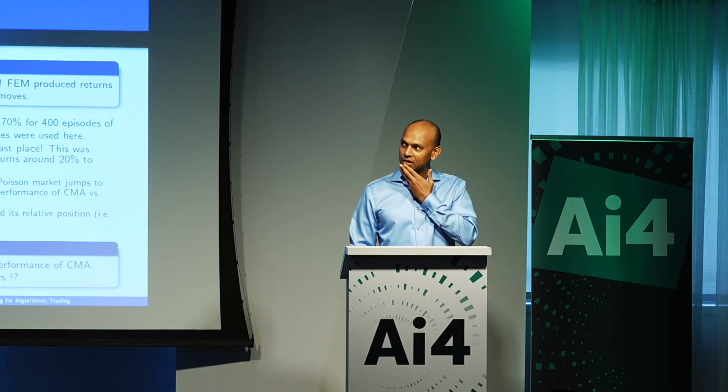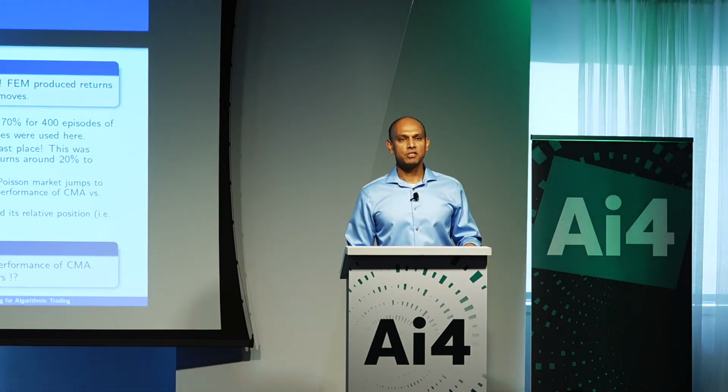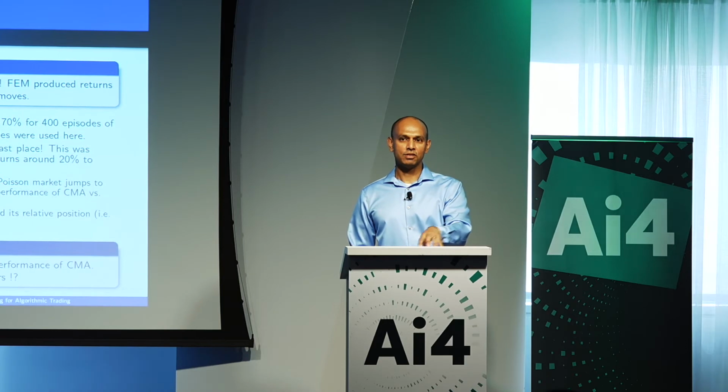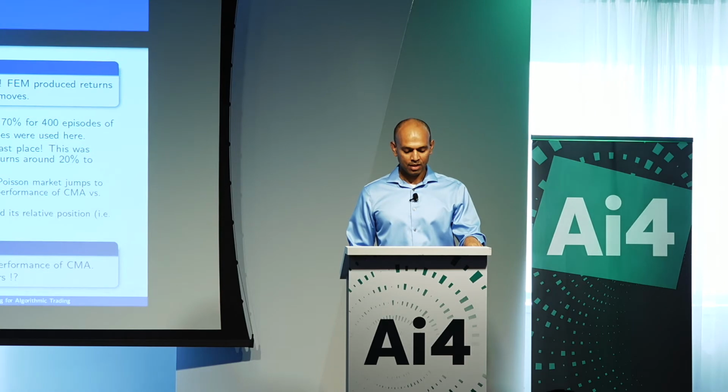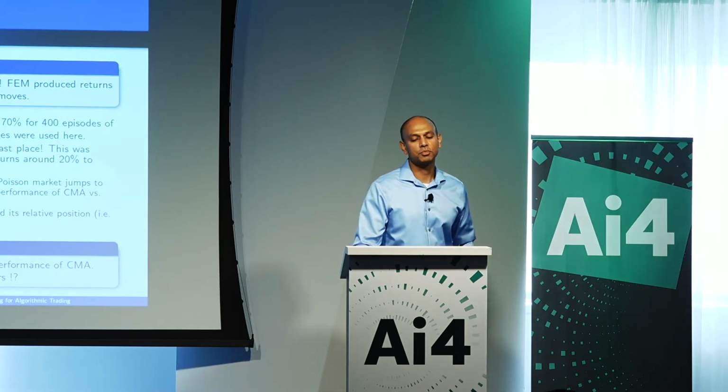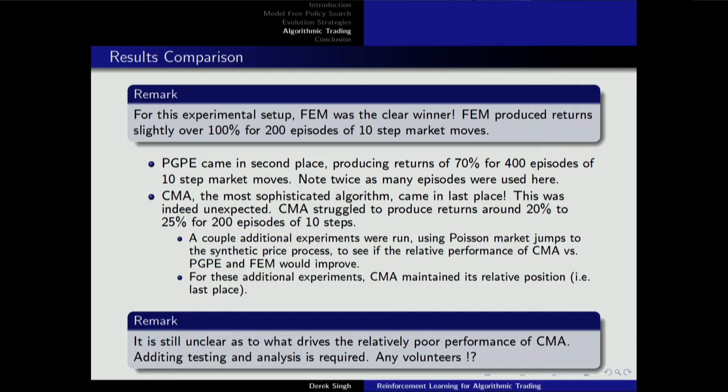So one additional experiment I ran, as we talked about before: this is a stylized market move. It follows autoregressive trends. You can exploit that, and in fact, all of the algorithms do, as we just saw. So I decided to introduce some more uncertainty into the market. I added some Poisson jumps to the synthetic price process, to see if that would help CMA on a relative basis in terms of its performance, and it actually did not. So it's still lagging. Again, as I said, it's a bit of a mystery to me as to why.